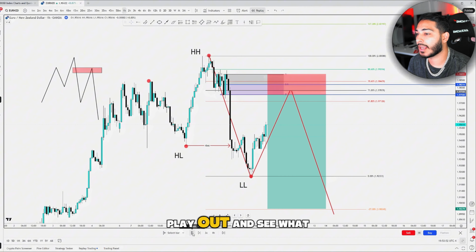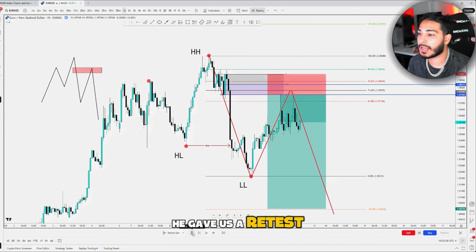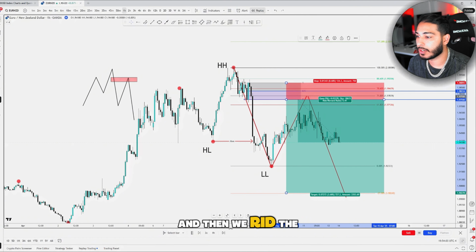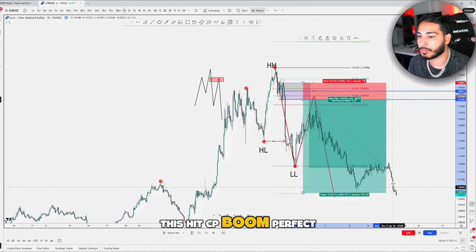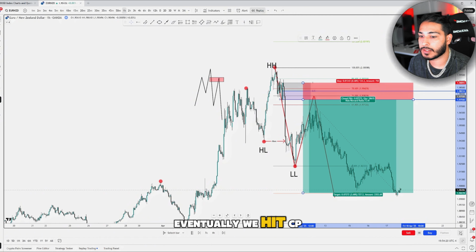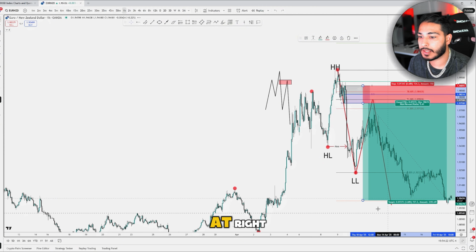And if we let this play out and see what happens, price comes up and up and up and up. It tapped us in perfectly. It gave us a retest, and then we rode the wave. And then eventually, pretty sure this hit TP. Boom, perfect. Eventually we hit TP, and that's where we're currently at, right?